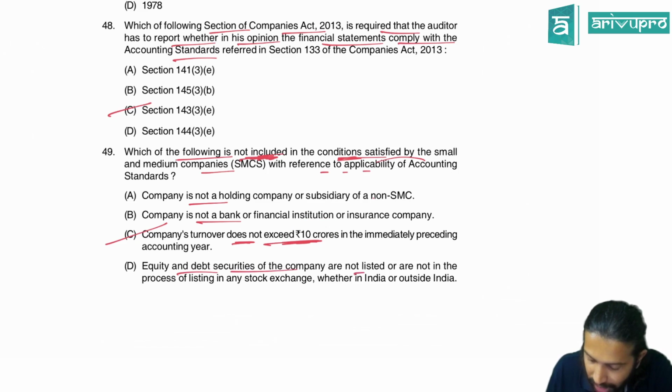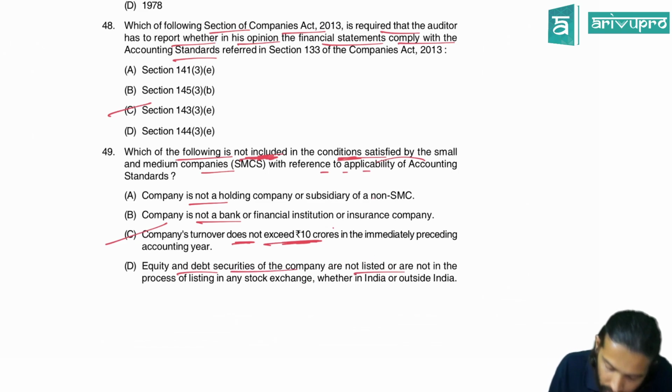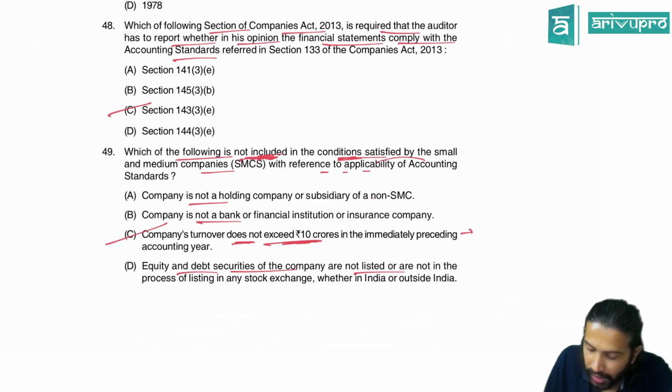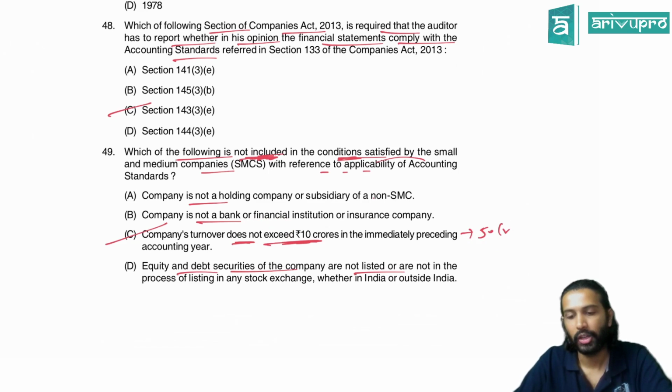Equity or debt securities are not listed. SMC's equity or debt should not be listed. That is one of the conditions. This was also a condition, but the amount is wrong. Turnover should be 50 crore here. 50 crore or lesser, not 10 crore or lesser. So the amount is wrong. Hence, this 49 should be C.